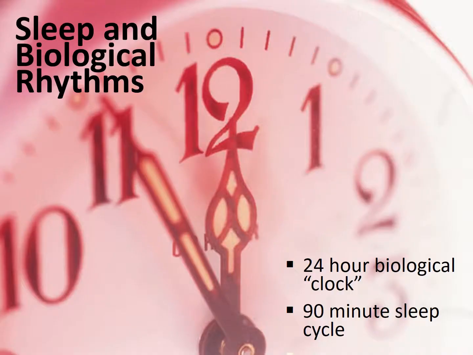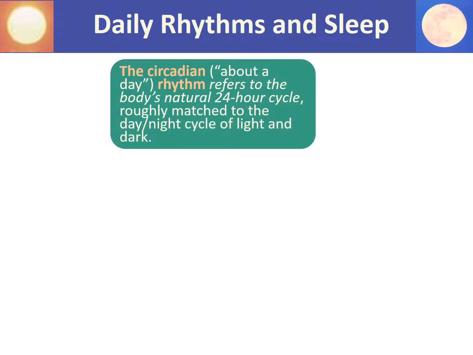Now, all sleeping occurs on a circadian rhythm, a biological rhythm. And this biological rhythm is a 24-hour clock, and it sets our sleep-wake patterns. So most of us get up in the morning when the sun comes up, and we go to sleep at night when the sun goes down. That's your circadian rhythm or biological rhythm. It's the body's natural 24-hour cycle, day-night cycle.